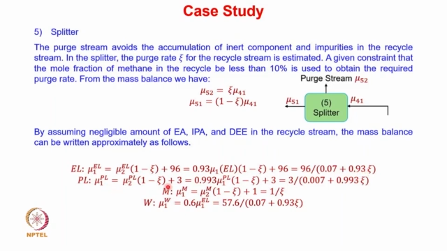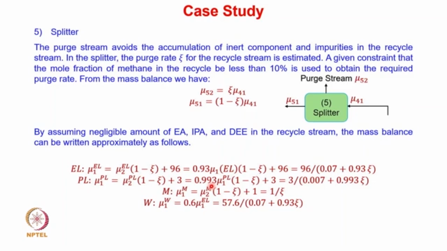Similarly, for propylene also we can write down. For propylene also, one part will be from the recycle stream and one part will be from the fresh feed, isn't it? And again mu2 PL we can write down in terms of the output coming out from the reactor.